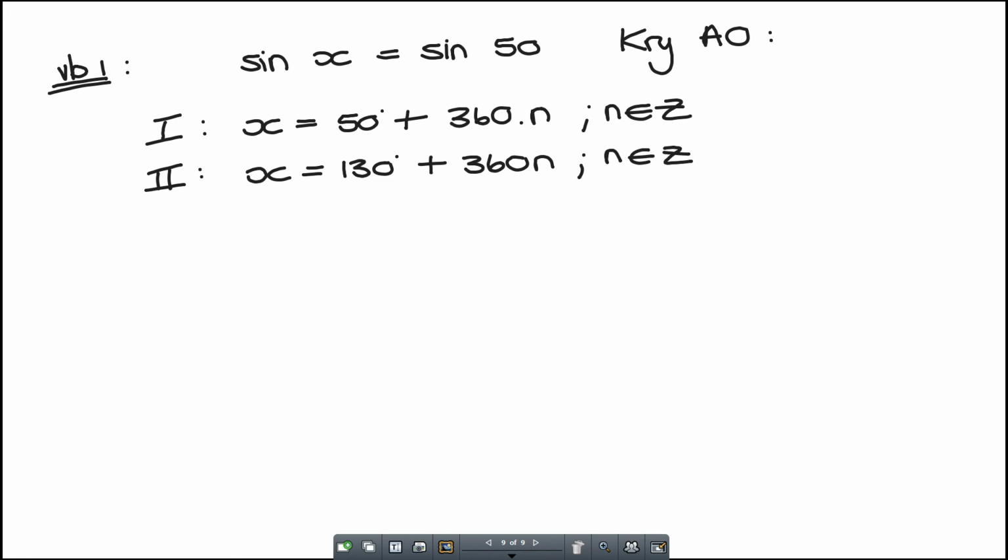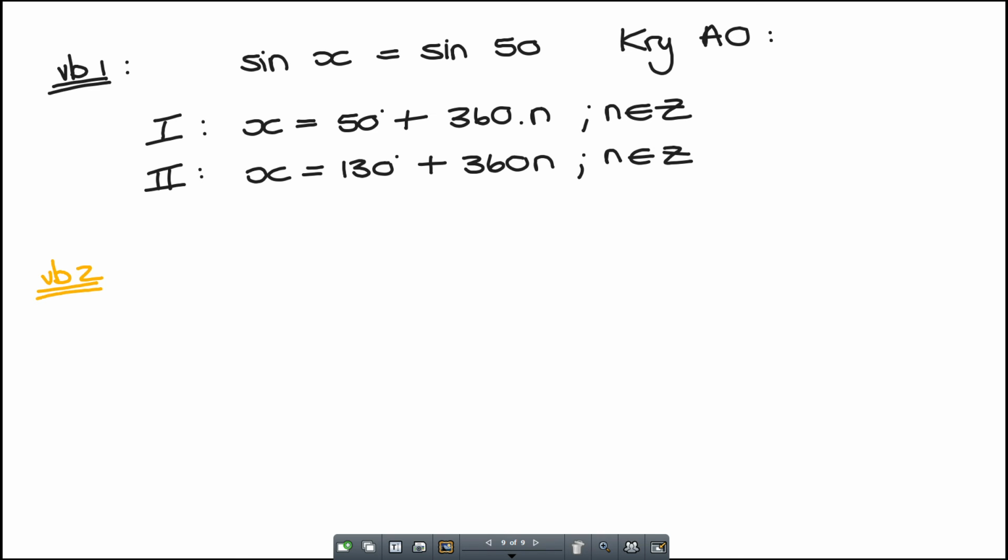Sien julle, lekker maklik? Who doesn't understand? Julle by? Ek het nou eers vir jou hoërgraad gewys en nou gaan ons na standaard graad toe, né? So lekker is dit. Okay. Wat sê jy?